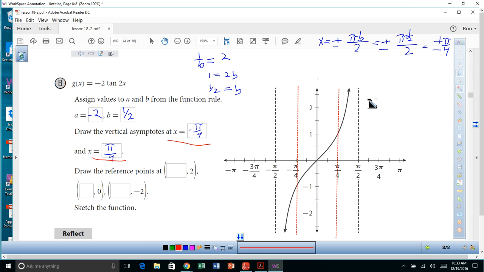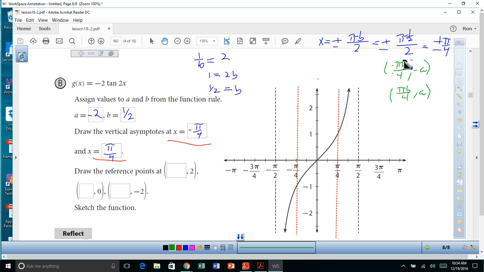Draw the reference points. Well, how do we get the reference points? Remember, let me do that in this color here. Reference points are going to be negative pi b over 4, negative a, and they're going to be pi b over 4, a.